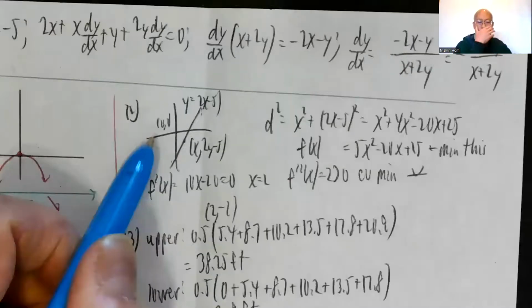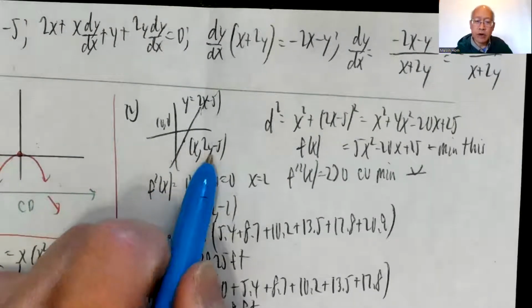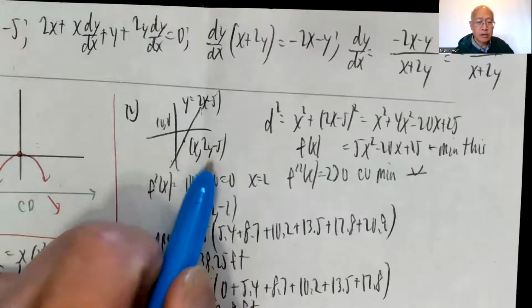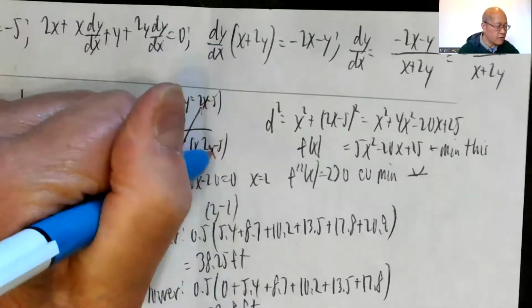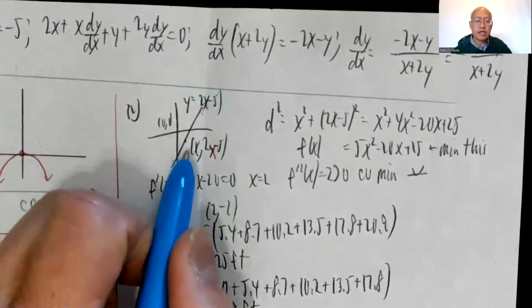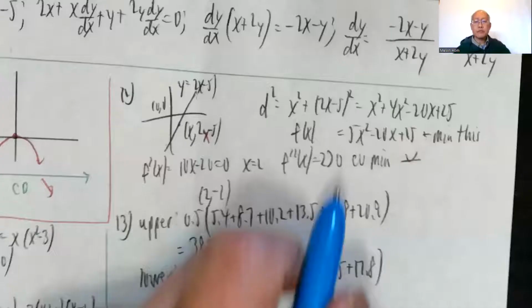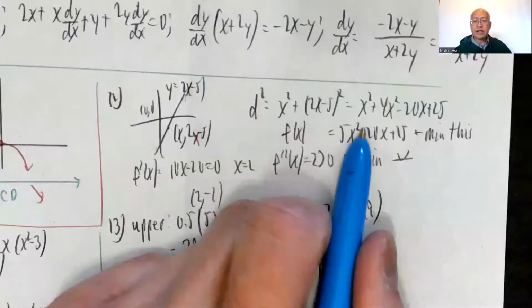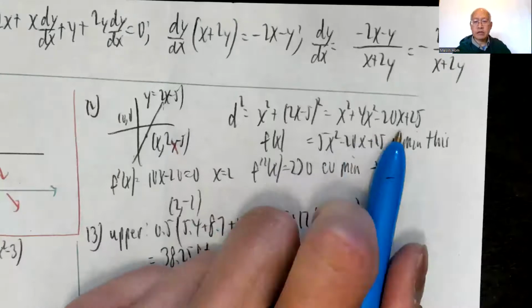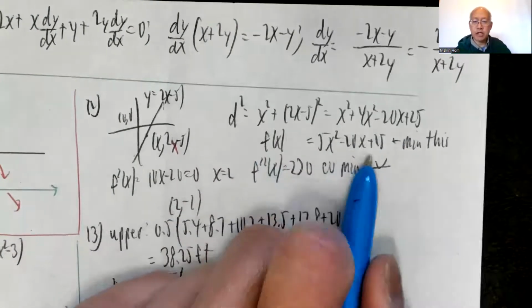Number 12, 0, 0, y equals 2x minus 5. So x comma y, but y is 2x minus 5. Okay, so the distance formula: the square of the distance from the origin is x squared plus 2x minus 5 squared minus 0. So that's x squared plus 4x squared minus 20x plus 25. So the function of x, the square of the distance, is 5x squared minus 20x plus 25.